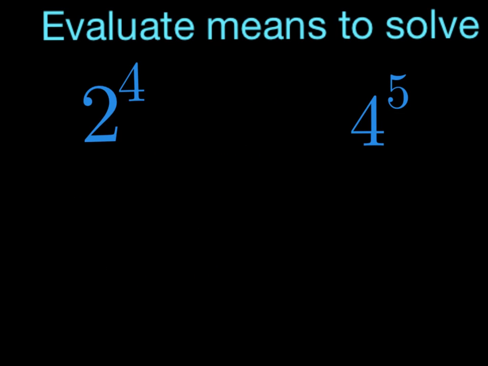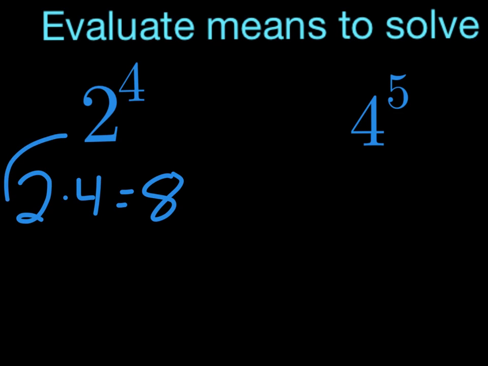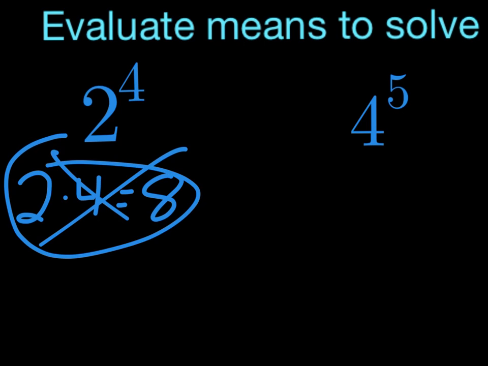The first word that we are going to learn today is evaluate, and evaluate is just a fancy word for solve. So if you came across a problem that looked like this, 2 to the 4th power and 4 to the 5th power, and it said to evaluate, all it wants you to do is to find the result when you do this. Keep in mind that when you do 2 to the 4th power, it is not saying 2 times 4. The answer is not 8. Don't do that. Bad.